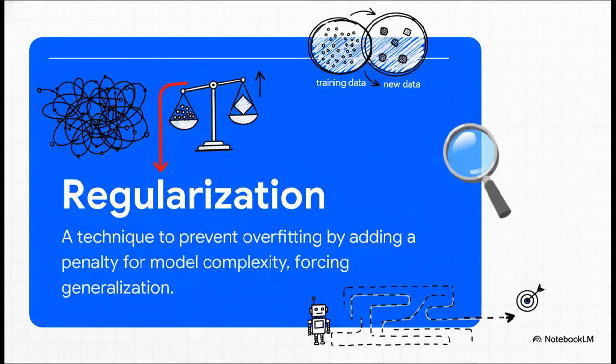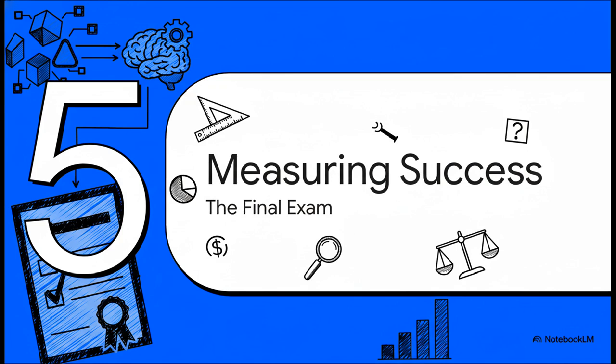So how do we stop our model from becoming that student who just memorizes everything? We use a clever trick called regularization. It's basically a way of adding a penalty for complexity. We're telling the model, hey, I want you to get the right answer, but I'm also going to punish you if your explanation gets too complicated. This encourages it to find the simpler, more elegant patterns that are more likely to work on data it's never seen before.